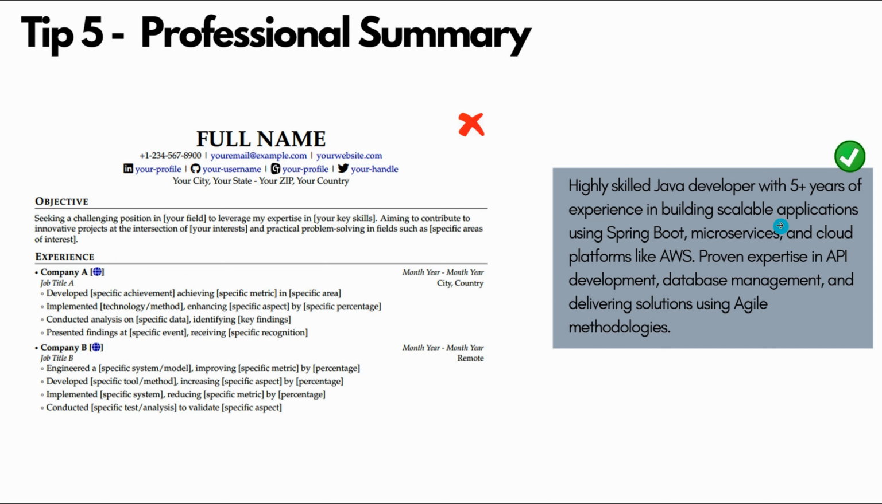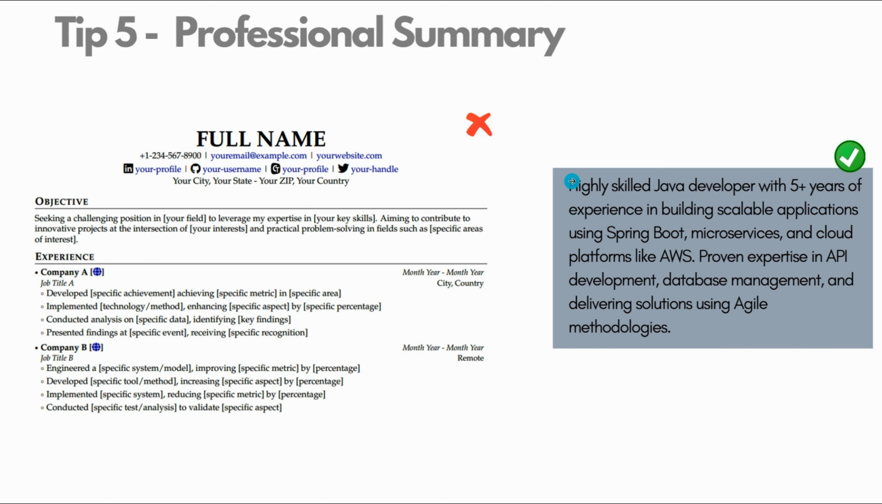But instead, this is another summary that you can use. Highly skilled Java developer with 5 years of experience in building scalable applications using Spring Boot, microservices, and cloud platforms like AWS. In this summary, I mentioned how many years of experience I have, then what skills I have, and also a proven expertise in API development, database management, and delivering solutions using agile methodology. That means in the past I already did these tasks and I have experience which I can bring to that particular role. Okay, let's go to the next point.